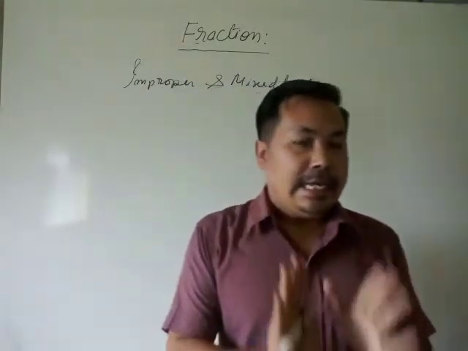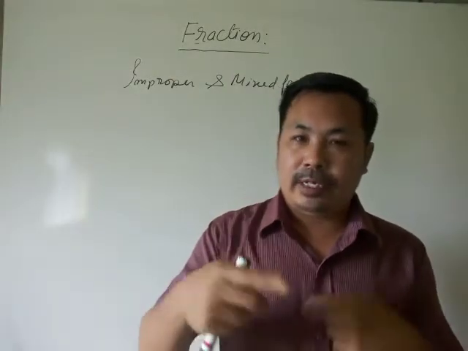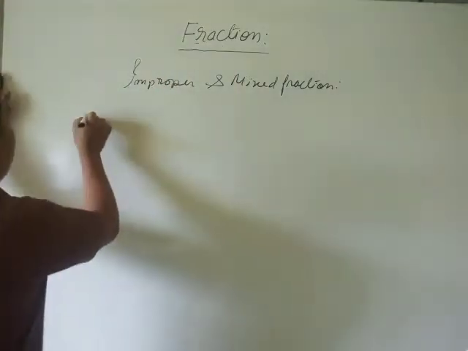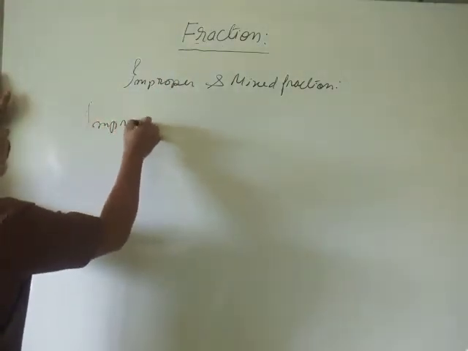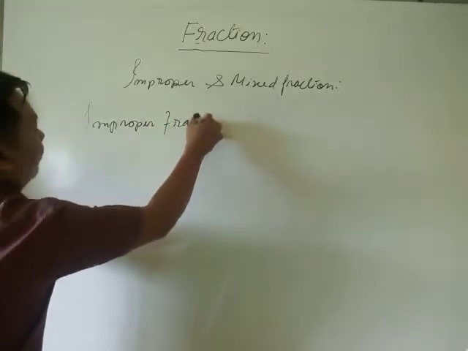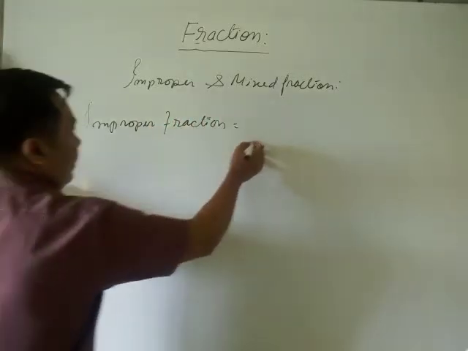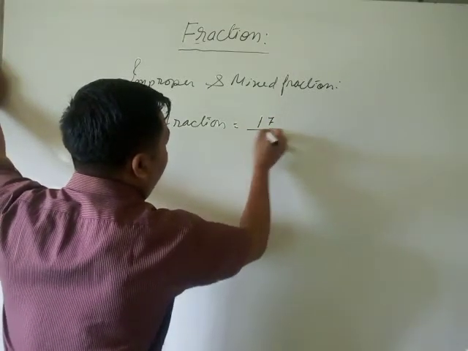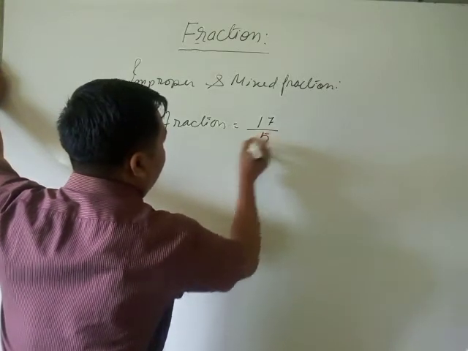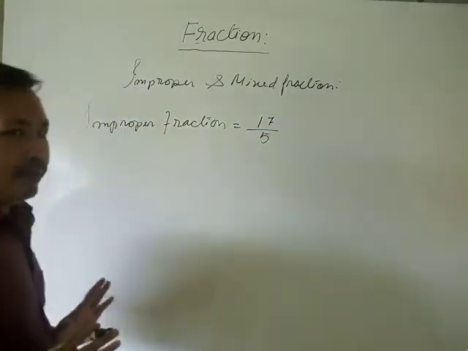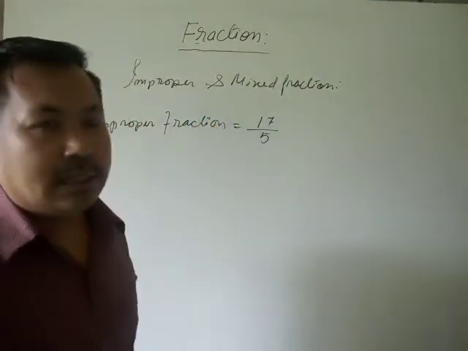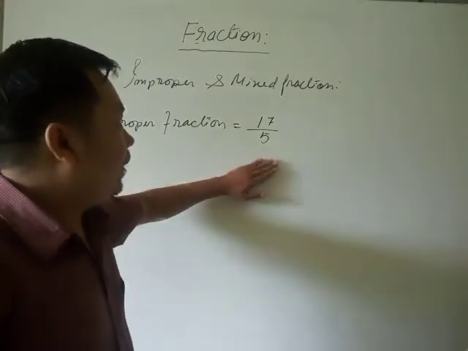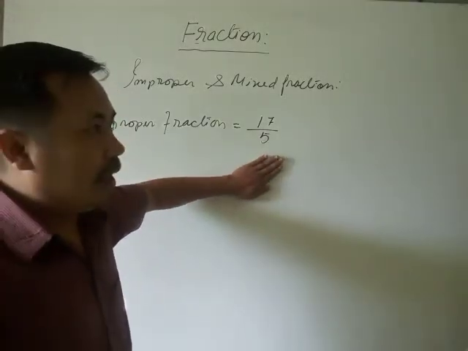Any given improper fraction can be converted into a mixed fraction. Let us take one improper fraction, let us say 17 by 5. This 17 by 5 is an improper fraction. You can see that the denominator is smaller than the numerator. So this improper fraction can be converted into a mixed fraction. How can it be converted into a mixed fraction?